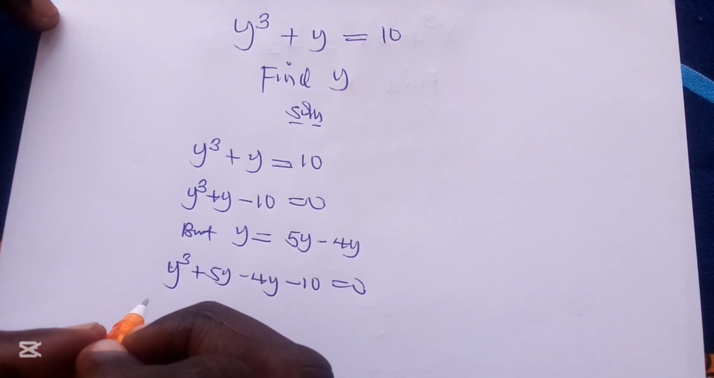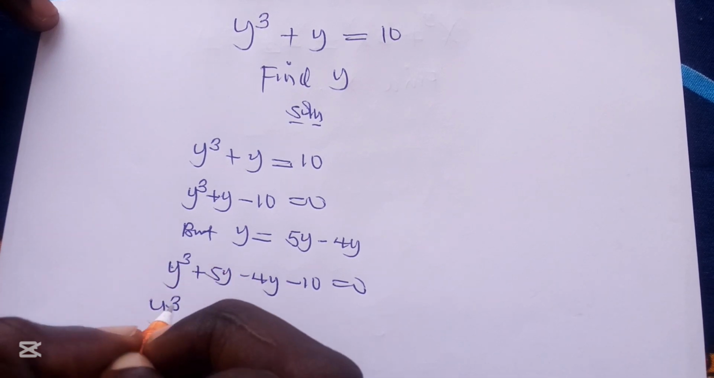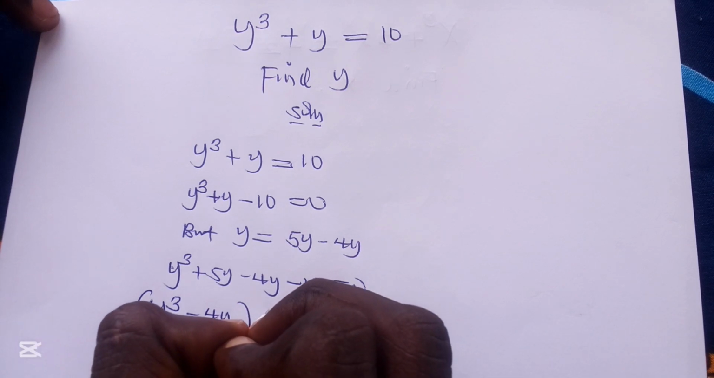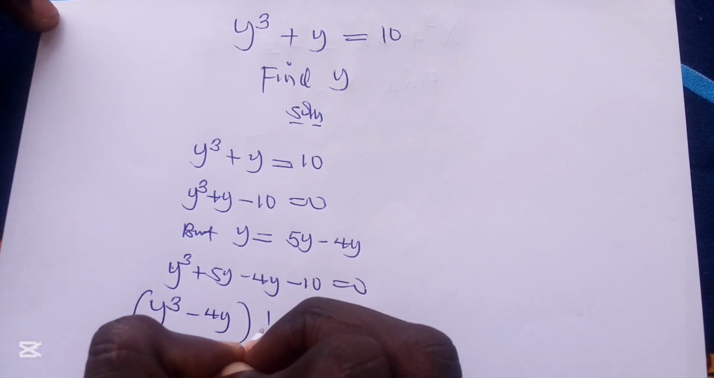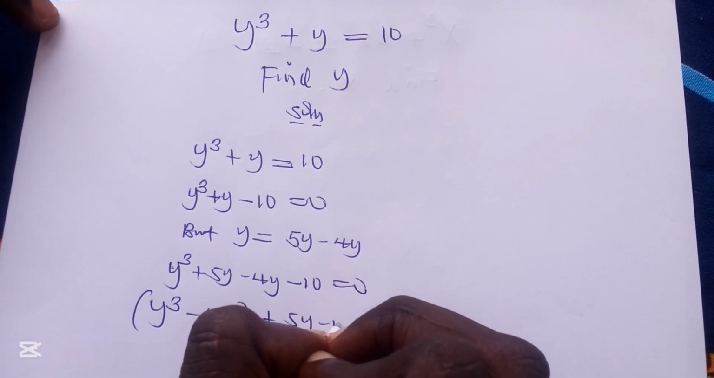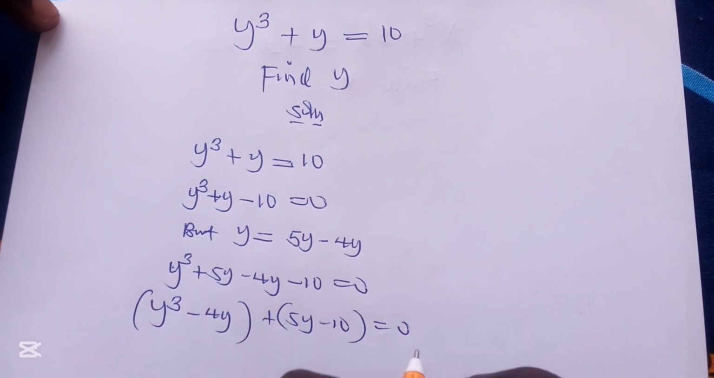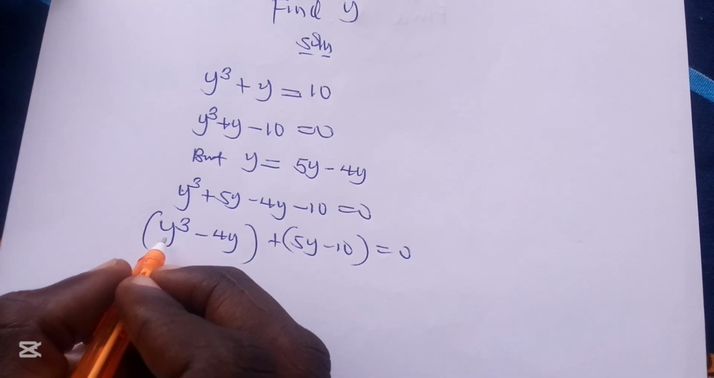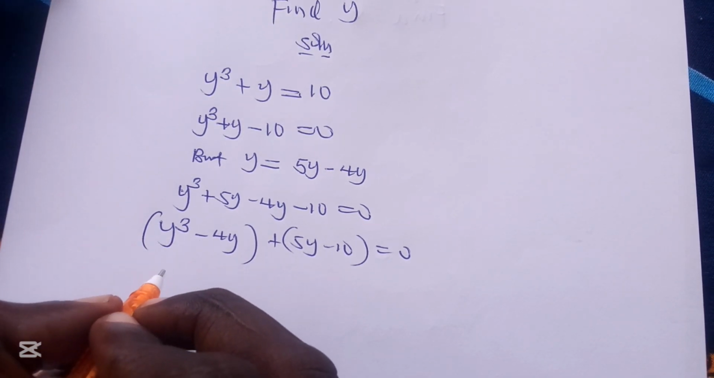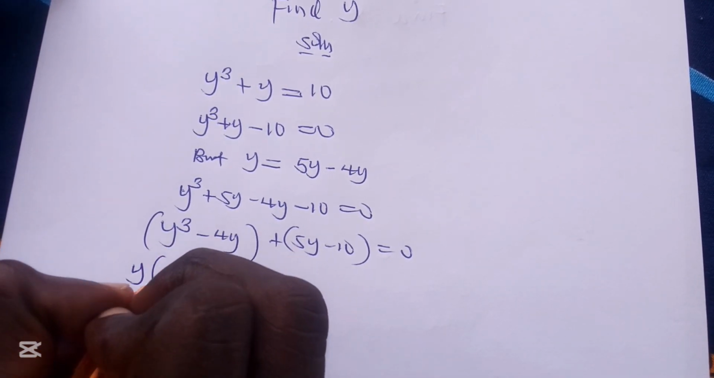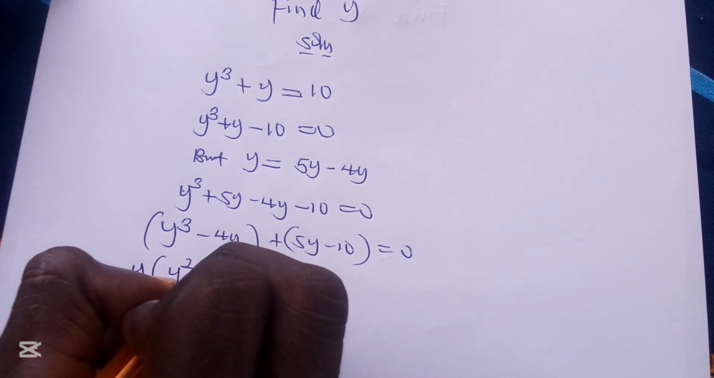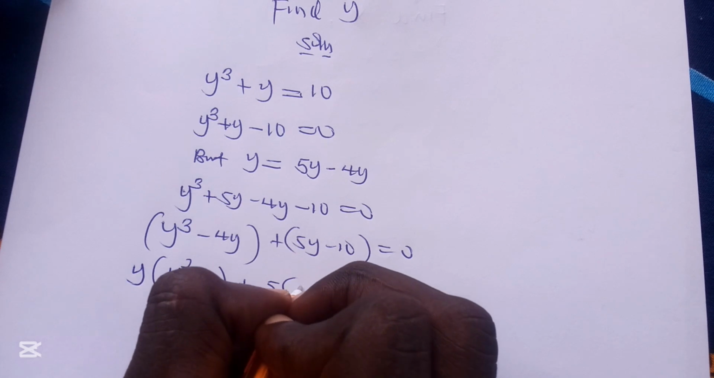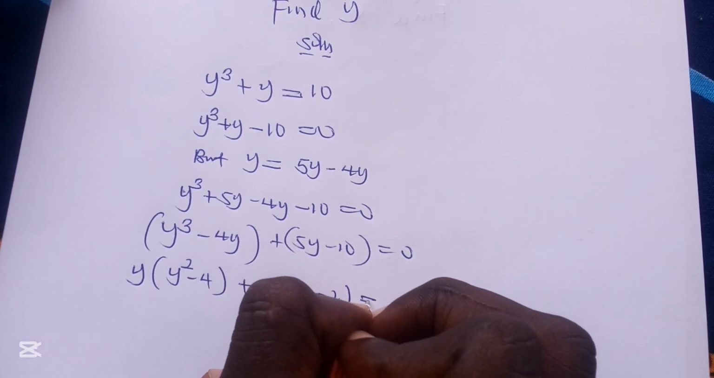Now let's group them. Now we have y raised to the power 3 minus 4y, we group them, plus 5y minus 10, then everything becomes 0. Okay, now it continues. Now if you are factorizing, what do you think is common here? It is y into what remains, y squared minus 4, plus what do you think is common? It is 5 into y minus 2, then this becomes 0.